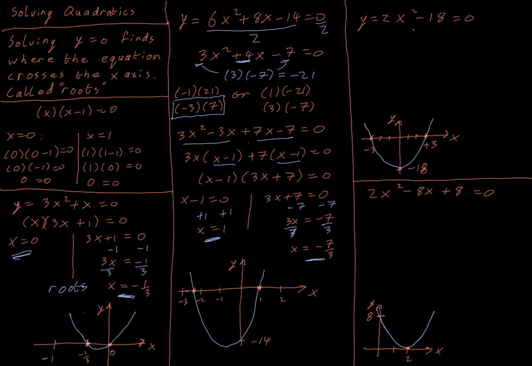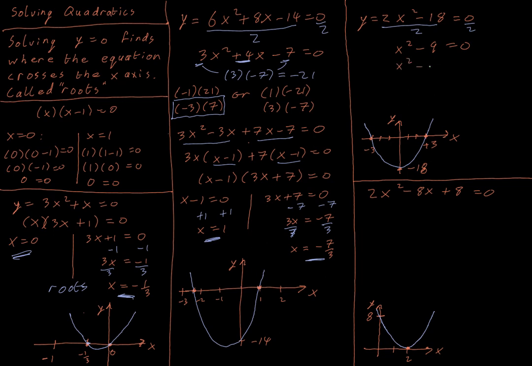Again, common factor comes first. I can see I have a common factor of 2 here, so I am going to divide both sides by 2 because it's not a value of x. I can just divide both sides by 2 to isolate what I'm interested in. And when I do that, I immediately see difference of two squares.